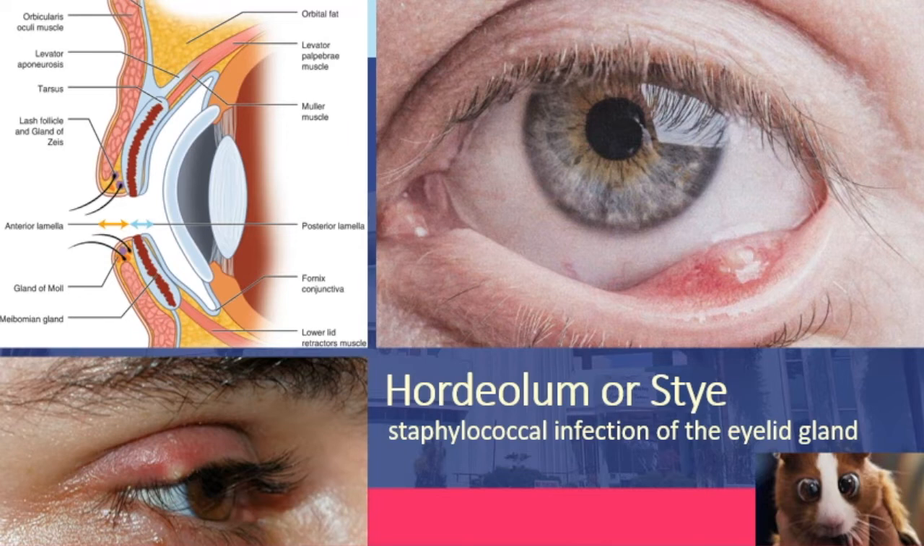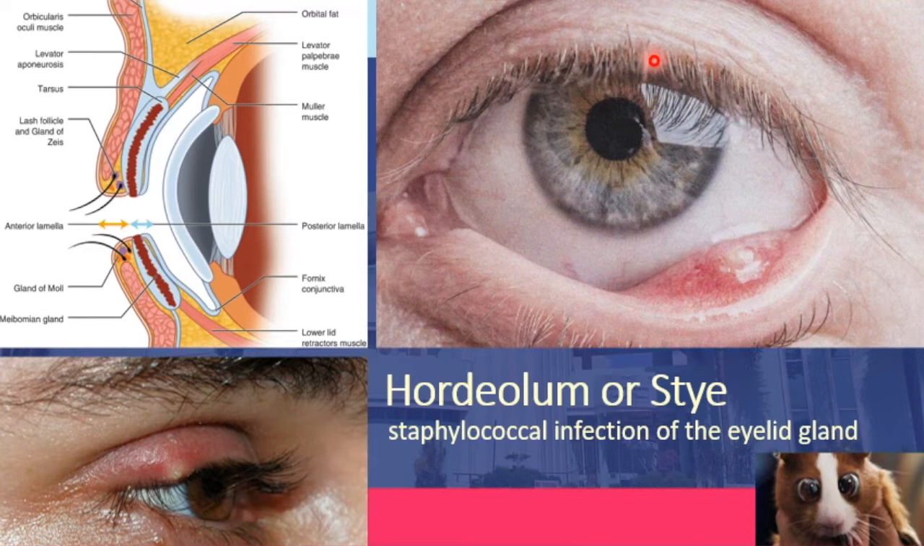When I talk about internal stye, this commonly involves your meibomian gland. This is a picture or an example of your internal stye. The meibomian gland is the one that is affected. When I talk about your external stye, it is an infection located in the glands of Zeis and Moll. The glands of Zeis and Moll are located here, and this is an example of your external stye.